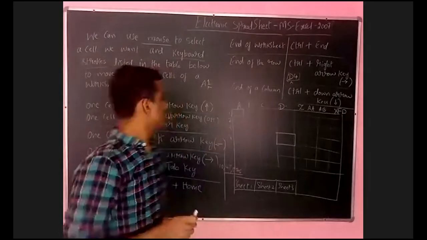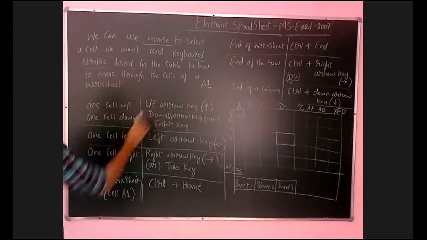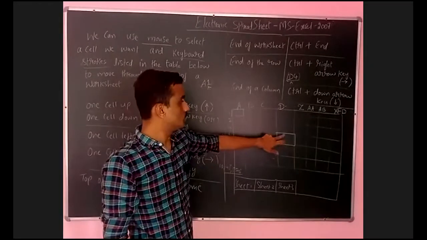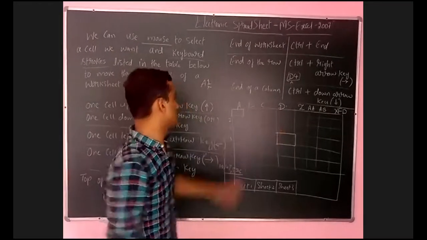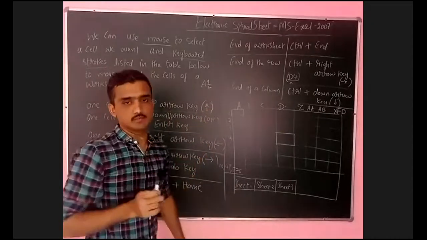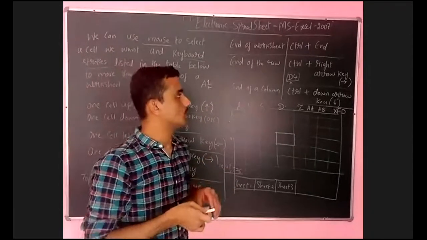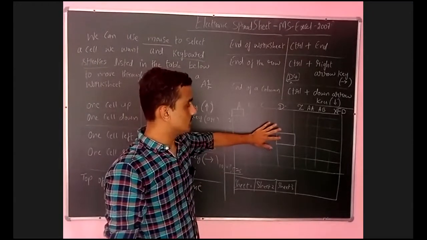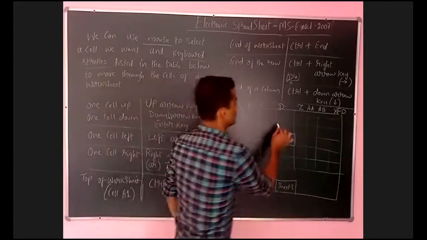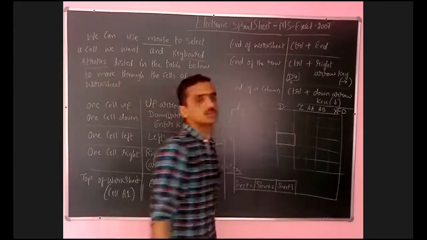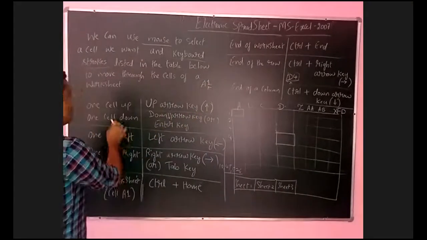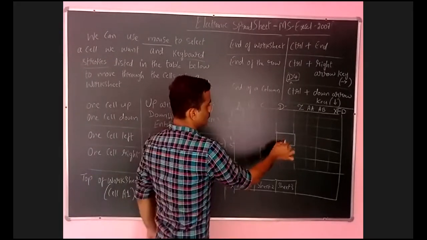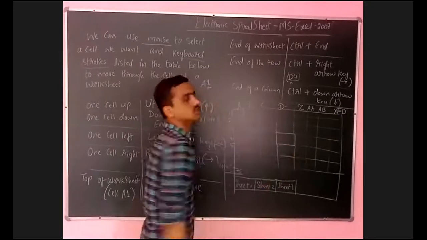So I'll tell you. To go one cell up, if I'm in the D4 cell and I want to move to D3, I have to use the up arrow. This is very simple. If you press the up arrow key, whatever cell is selected will move to D3. Then if I want to move down, I press the down arrow key to move from D4 to D5.